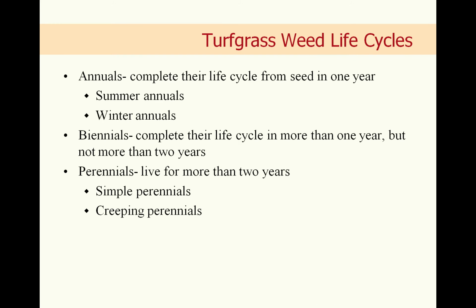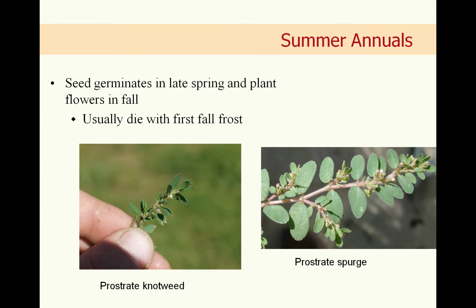Weed species can be further classified based on life cycle. Annuals complete their life cycle in a single year. Biennials complete their life cycle in 2 years, and perennials live for more than 2 years. There are two types of annuals: summer annuals and winter annuals. Summer annuals germinate in late spring and then flower in the fall. They then often die after the first fall frost. Prostrate knotweed and prostrate spurge are both summer annuals.